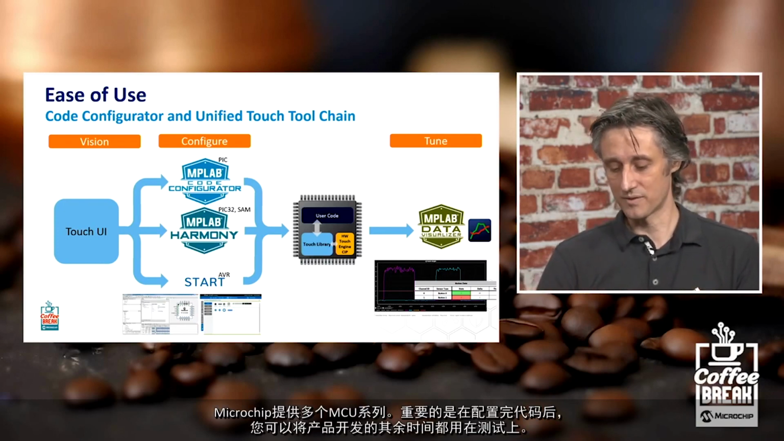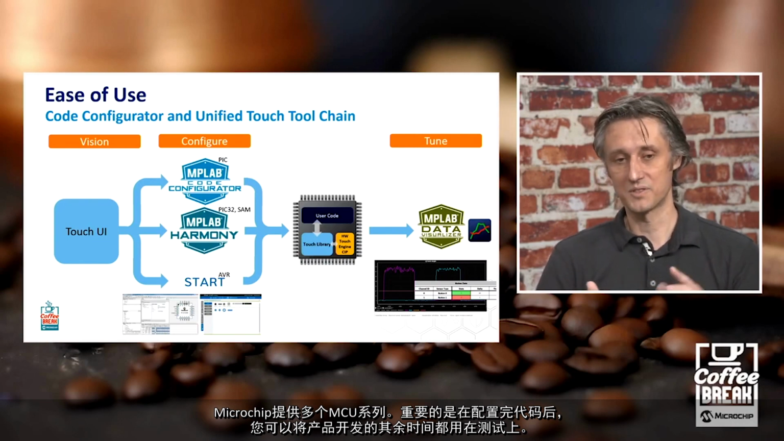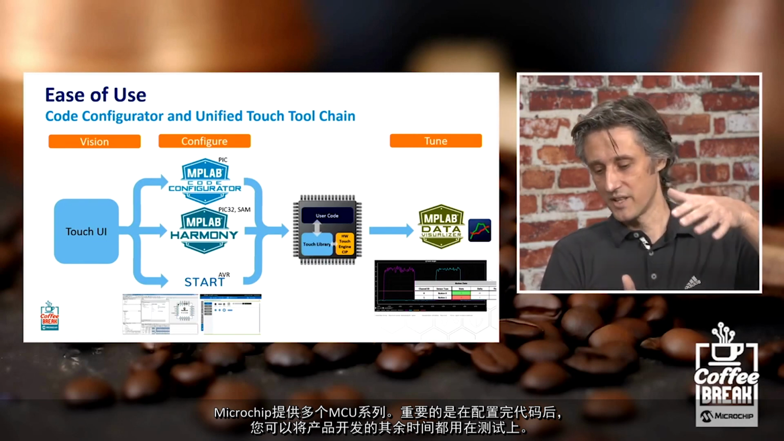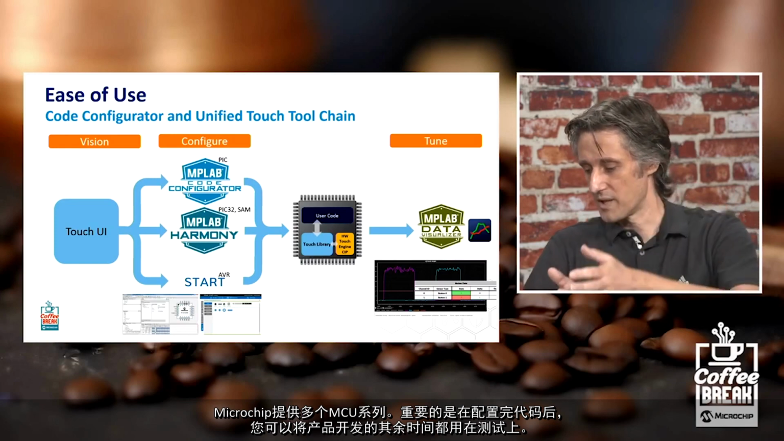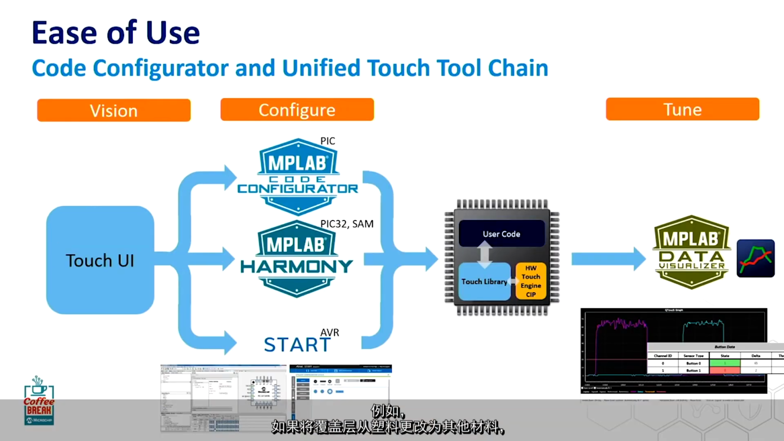Then Microchip offers several families of MCUs. The important news is, after you configured your code, you will spend the rest of your product development with testing. The overlay will change from one plastic material to the other. You might have to retune buttons. Sure. Some marketing guy tells you the button needs to be bigger or smaller, all of these real-life things.